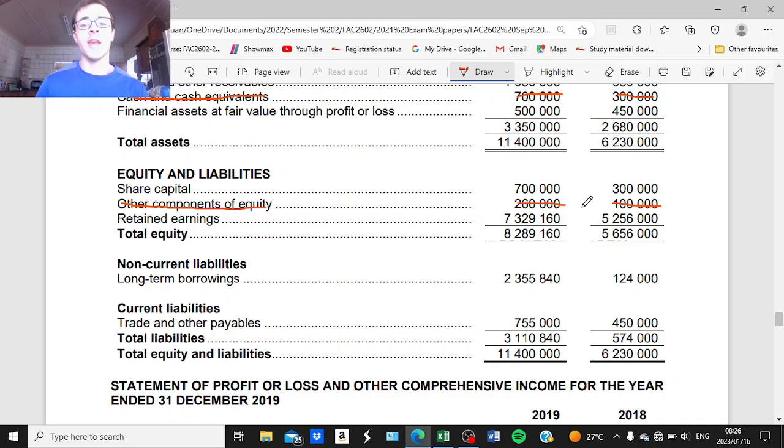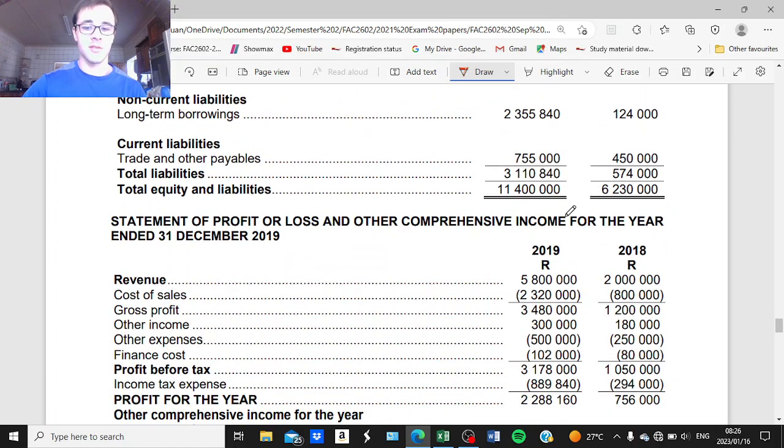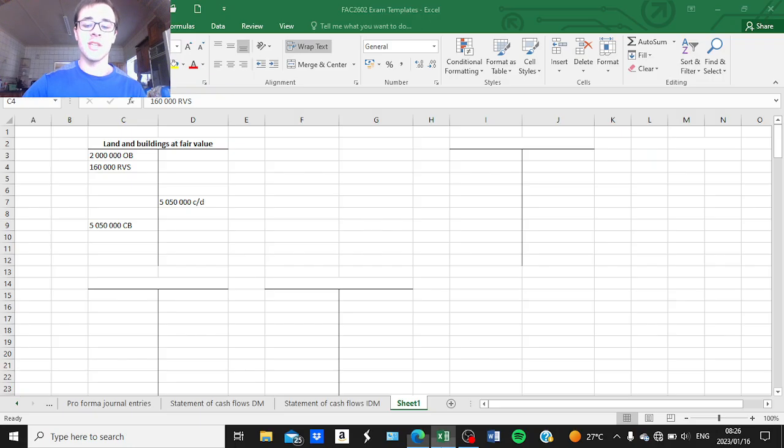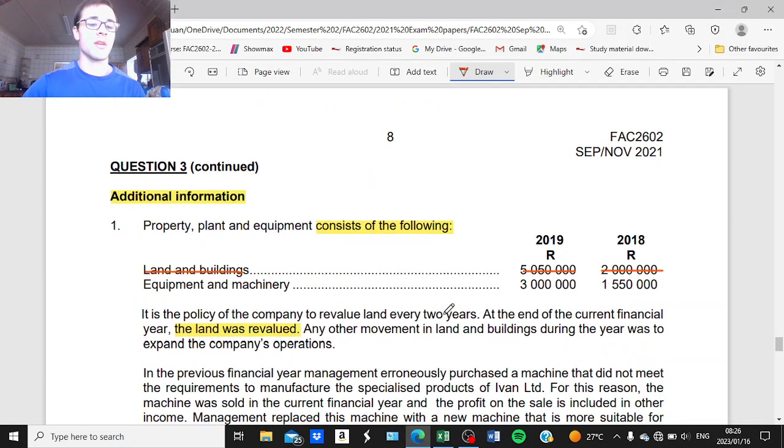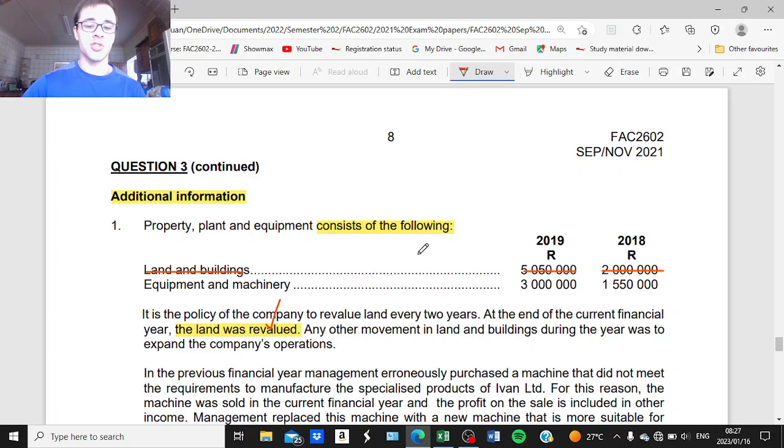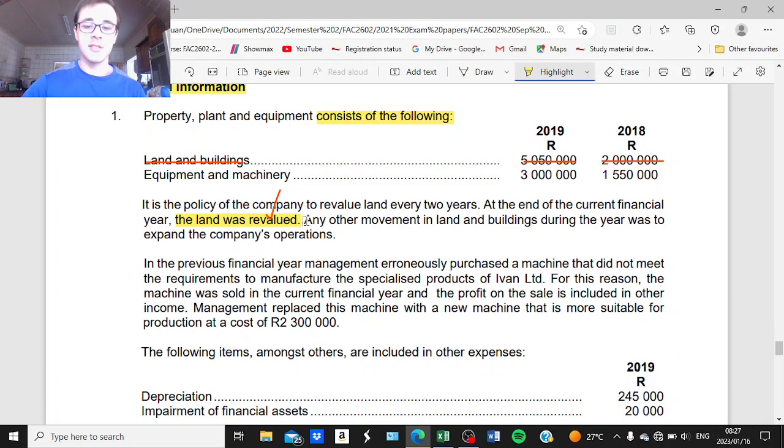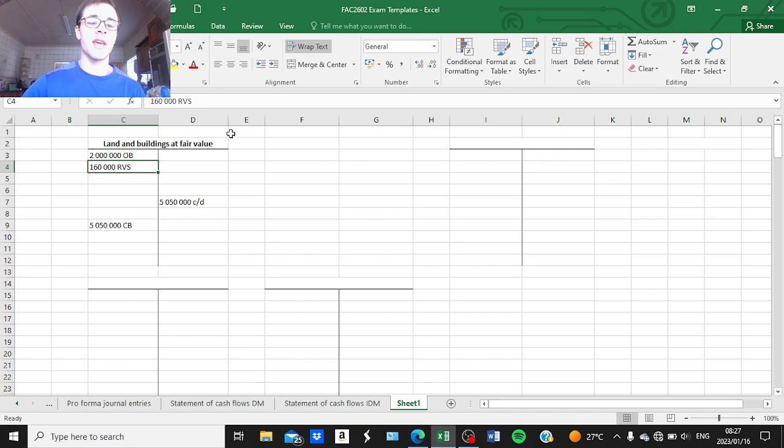So that is another way in which you can determine the value of the current year's revaluation surplus, which caused an increase in the fair value of land and buildings. All right, so that is in respect of revaluation, and any other movement in land and buildings during the year was to expand the company's operations. So the balancing figure in this general ledger account will be the expansion of land and buildings. So additional land and buildings that were acquired during the financial year.